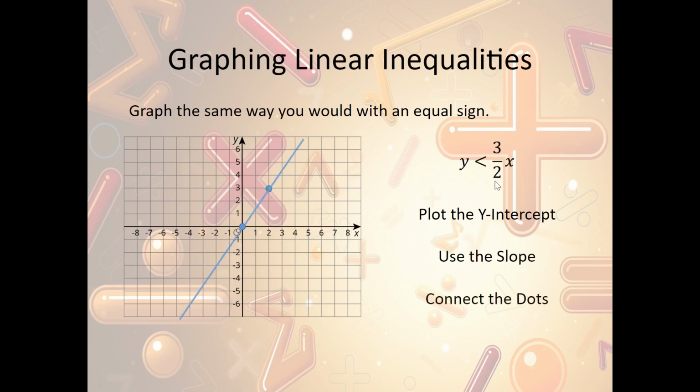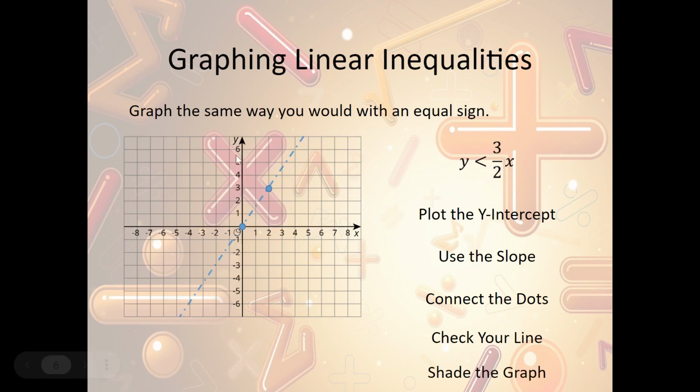But I need to check to make sure I have the correct line, which in this case, they didn't add anything extra, so I don't either, so it should be a dotted line. So there's my dotted line. Now I just need to shade it. So it says y is smaller than the line. So I'm going to go along my y-axis and find where it meets the line, which is here. And I want all the y's that are smaller. All of those are down here, so I'm going to shade everything on this side of the line.